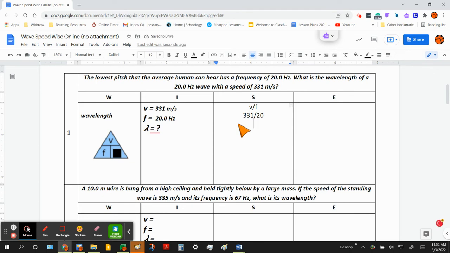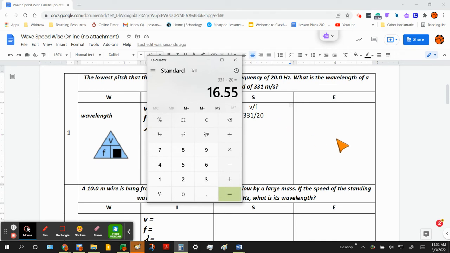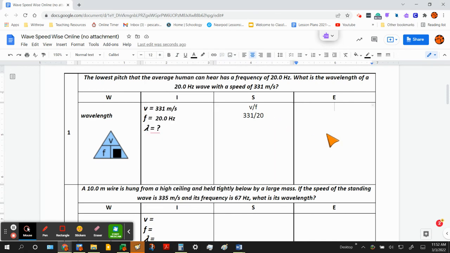Right, so now you just got to do the math. If you pull up your calculator, 331 divided by 20 gives me 16.55. So I'm going to go over here to the equals box and put 16.55. It also says, what is the wavelength? Wavelength is in meters. So there's my answer, and that's it. Pretty simple, straightforward, all right? This helps you organize and set up your data and information so that it's easy to find, easy to locate, easy to see, all right? And this is all I'm looking for in the problem, okay?